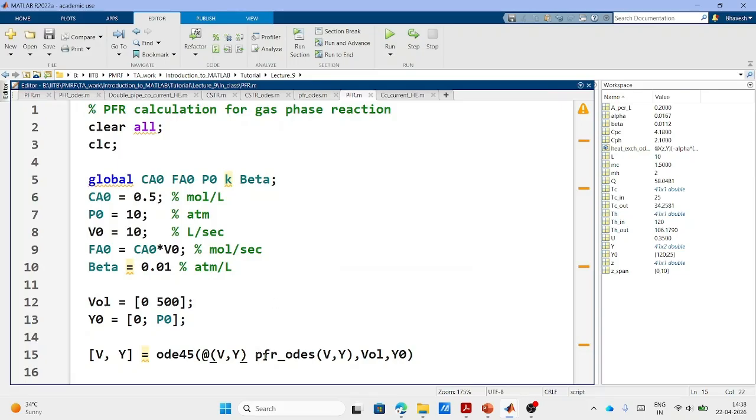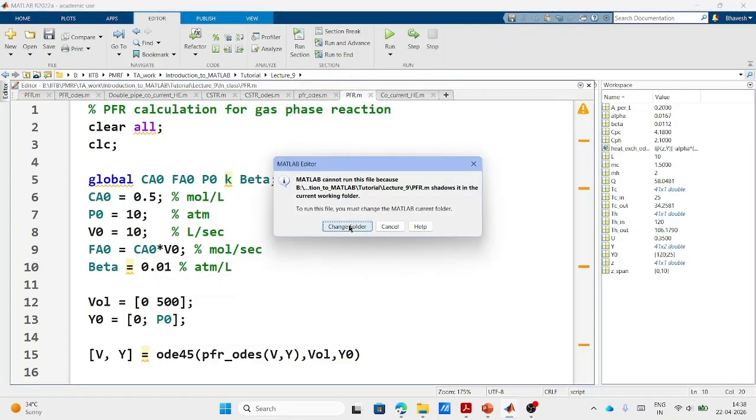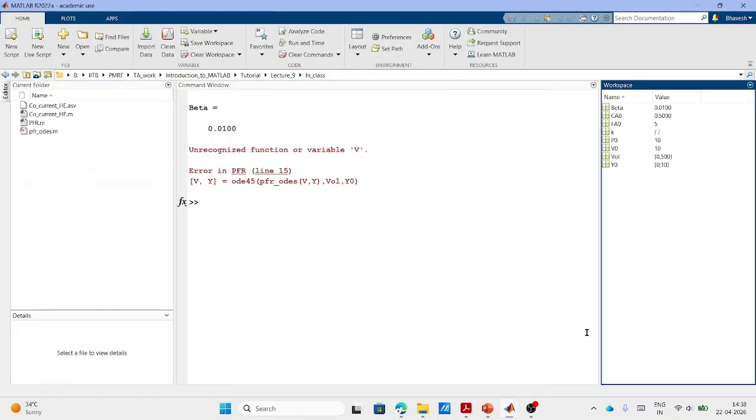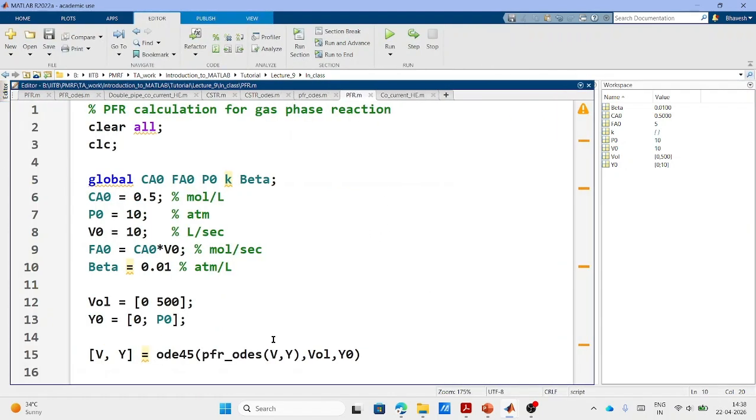So if I, let's say, don't provide it, will it correctly compute? No, it's not recognizing the variable.